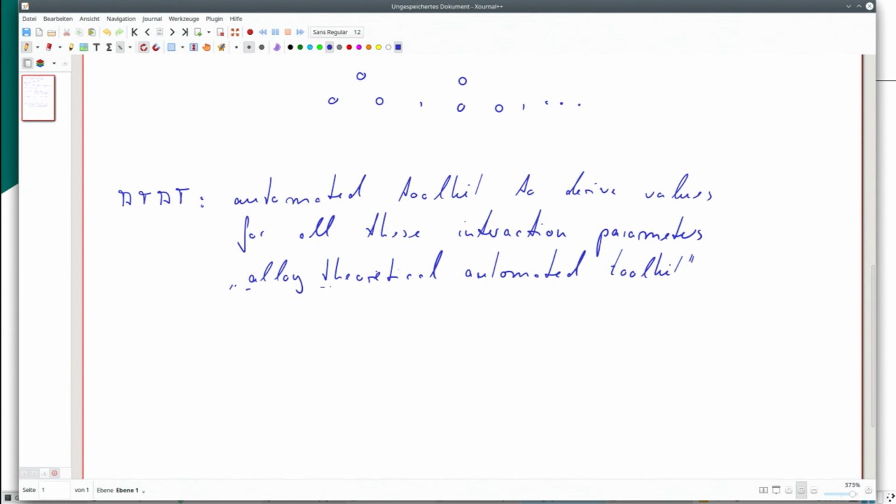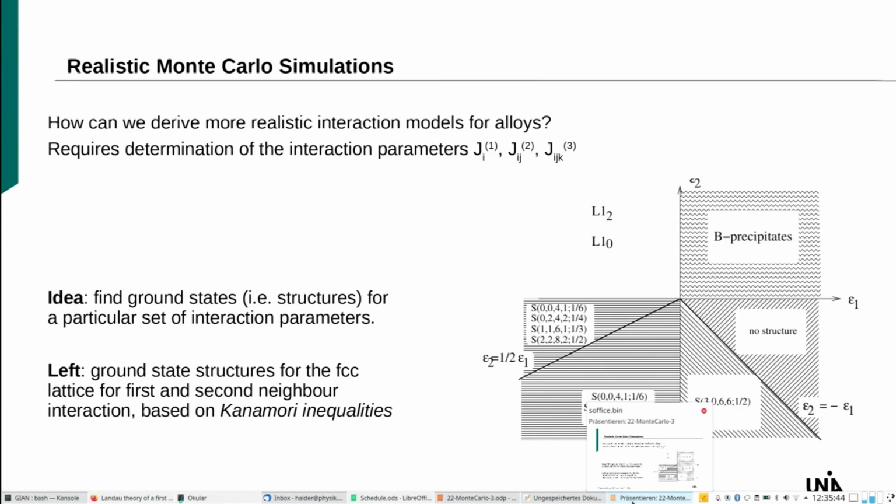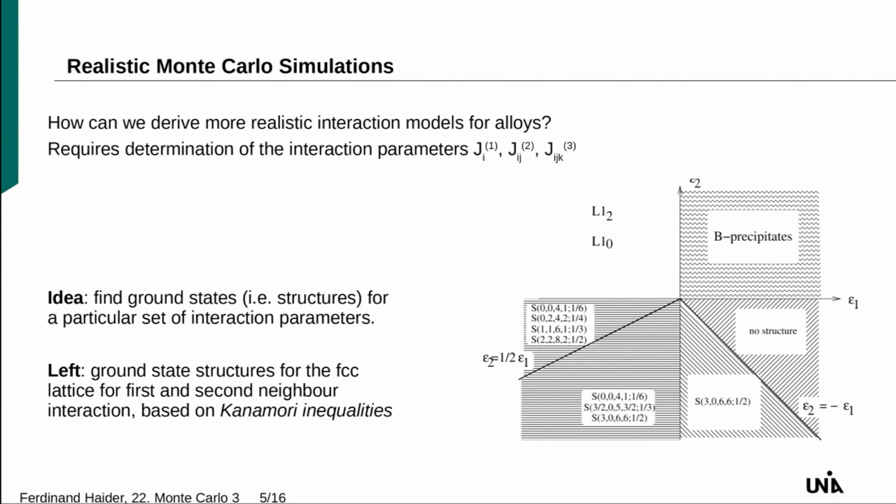What's this acronym? But in principle, this idea is not very old, not very new, sorry. I think it was in the 70s, 80s, where something related was developed. This was called cluster variation method.